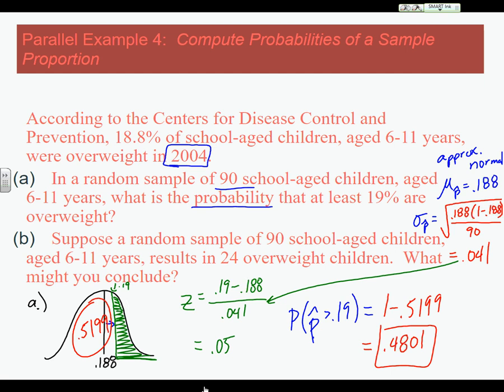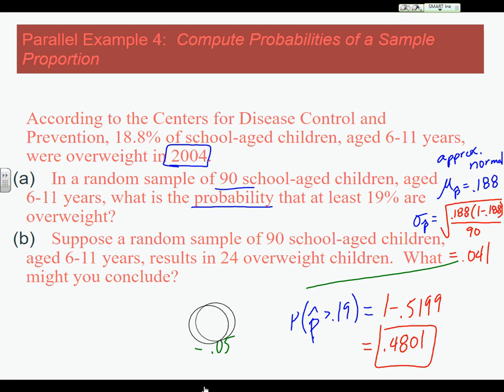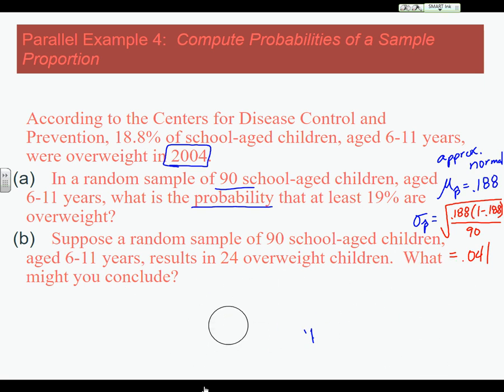There are a couple of ways I can ask this. Let's look at another way I can ask this, and let's use a little bit different numbers. The way we just did it, I call it the nice way. I told you 19%. What if you had to come up with that number on your own? Suppose you did a random sample of the 90 children, so that way I'm not changing any of my numbers over there on the side, and I got the results to be 24 overweight children.